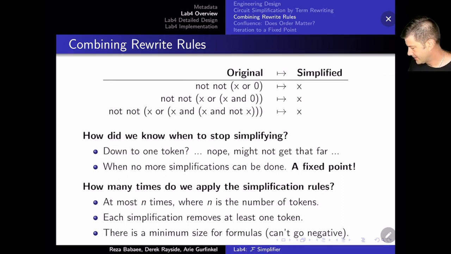So this is what's going to be true about our particular rule. We'll need to ensure termination, and we'll check that all of our rules remove at least one element from an abstract syntax tree, and therefore whenever we apply it, we always go down by 1. And so for any formula, we'll simplify it at most n times, where n is the number of tokens.